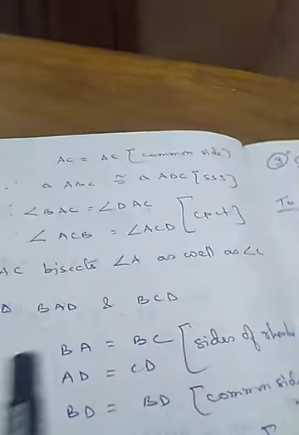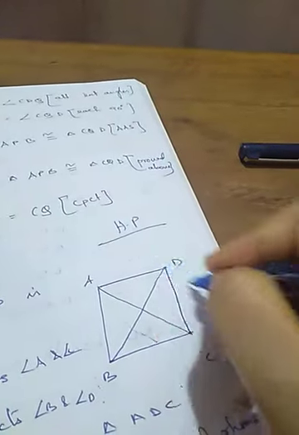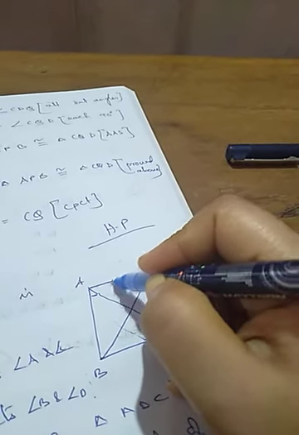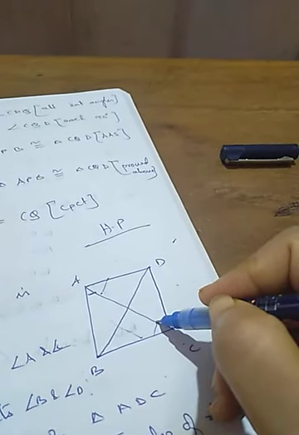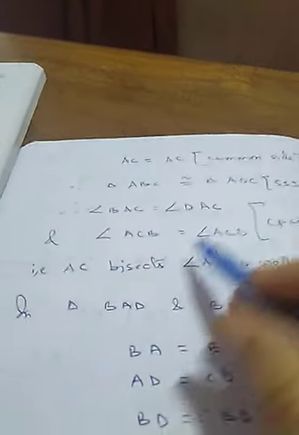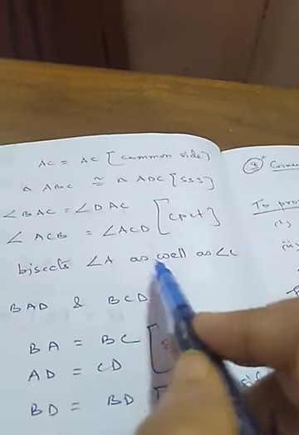So in that way, since we have taken this triangle and that triangle, in this triangle this angle and in that triangle these angles are equal. Similarly, this angle equals this angle with the help of CPCT. That means AC bisects angle A as well as angle C. Very easy this one.